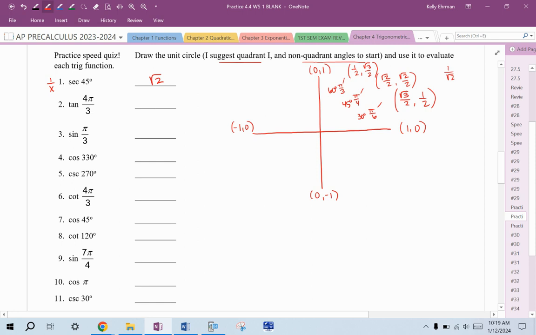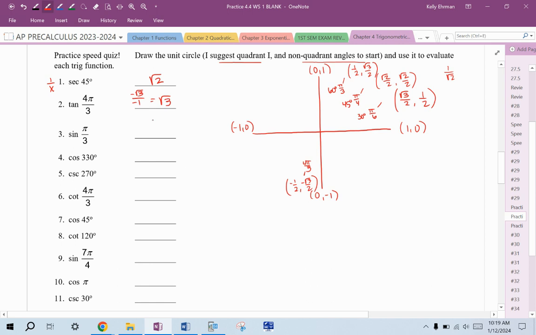Tangent of 4 pi over 3. Well, here's how I do this. You can do this a different way if you want. You could mark off where 4 pi over 3 is, and then you could write the entire ordered pair if you want to. So remember, here's pi over 3. Just make it negative. And then you could say, all right, tangent is y over x. Negative radical 3 over -1 is radical 3.